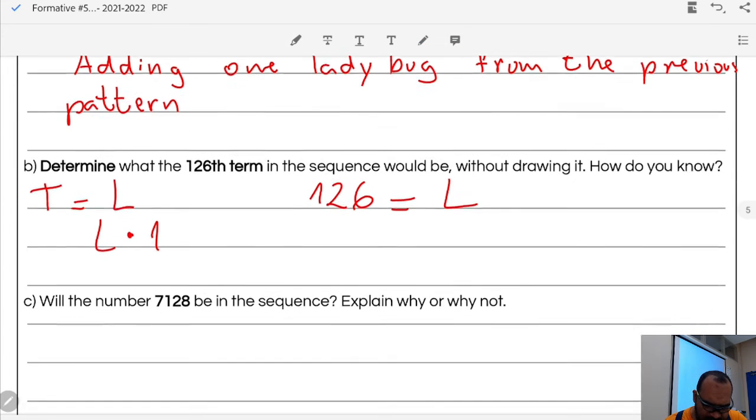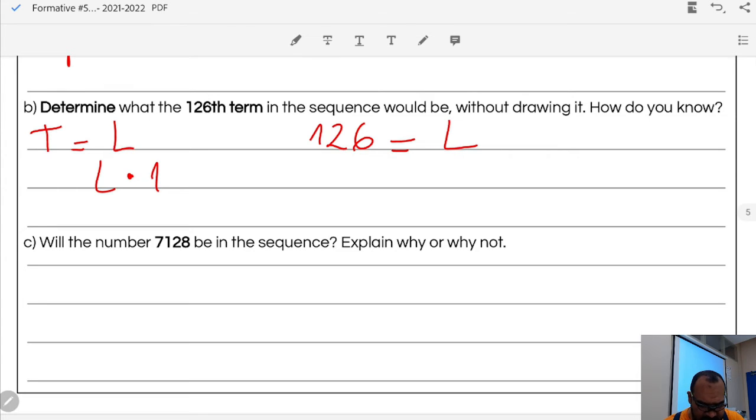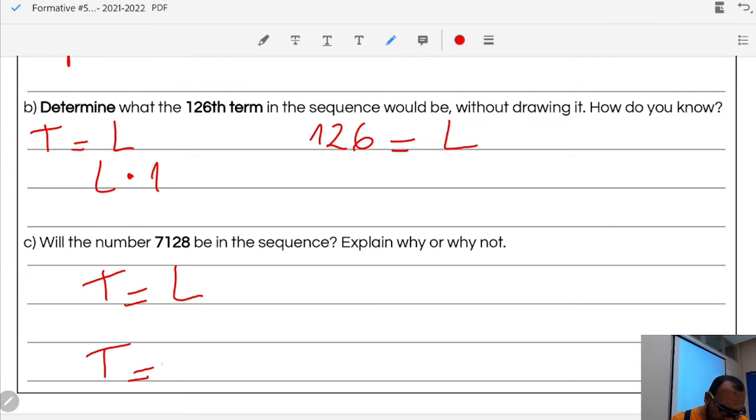And here, the number 7,128 being in the sequence. The equation here, the first one is the opposite. Okay, now I give you the quantity of ladybugs. Which position is that? As we know, our formula or equation is T equals L. Now I know the ladybug quantity is 7,128. The term or position is 7,128. Just explain why or why not. It is because terms equals ladybugs. Okay? If you write the equation for me or explain in words, the idea is the same.